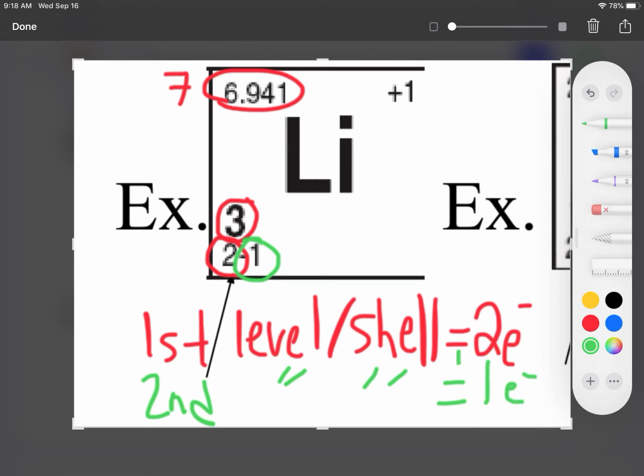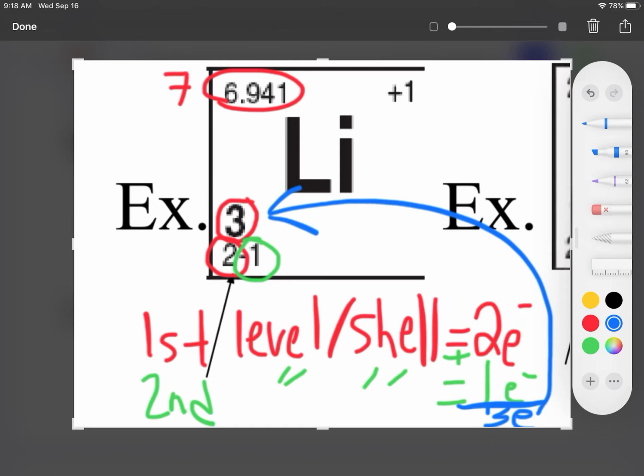Now, let's think about it. What does 2 plus 1 equal? Well, 2 plus 1 equals 3. Doesn't that 3 match the atomic number? Yes, because what did we learn, guys? We learned that atoms are electrically neutral. So if the atomic number is 3, that means you have 3 protons. How many electrons do you need to make it neutral? Well, 3. That's why, very simple, the ground state electron configuration on the bottom always adds up to the atomic number above. So guys, when you go to your periodic table, the numbers you find at the bottom of each element's box are the ground state configuration.